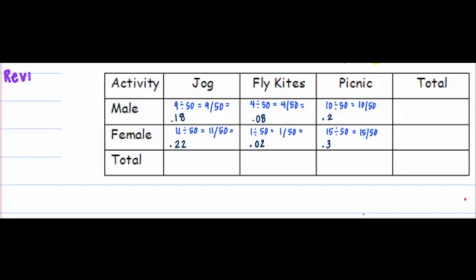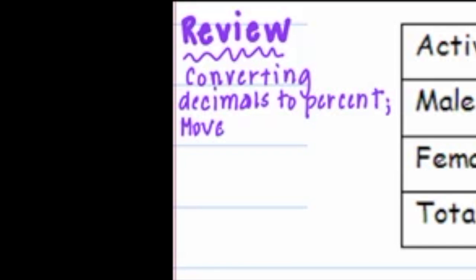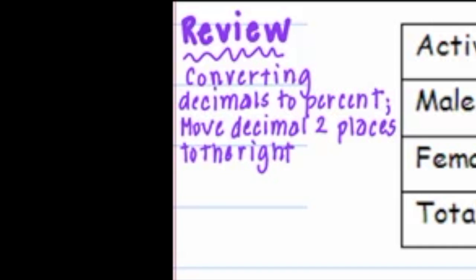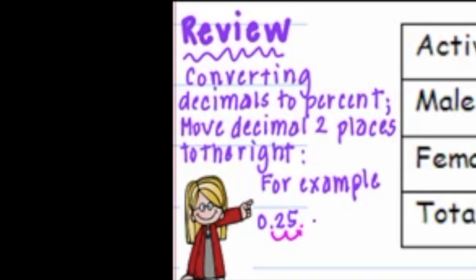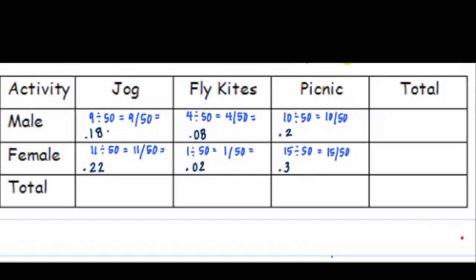Now let's review how we change decimals to percentages. Because remember, a relative frequency table can contain fractions, decimals, or percents. Here we're doing all three. In order to change a decimal to a percent, you'll simply move the decimal place over 2 places to the right. For example, 0.25 would be 25%, and 0.9 would be 90%, etc. So let's go to our table and change all of our percentages as we just talked about.